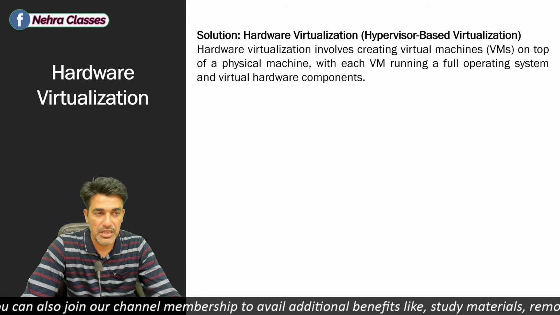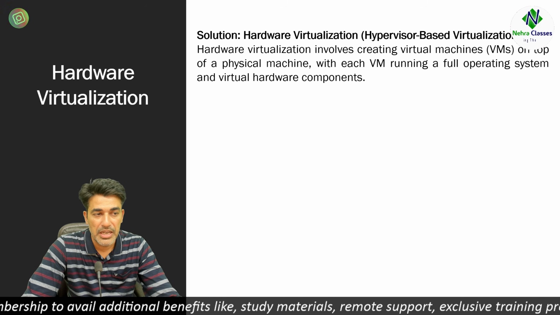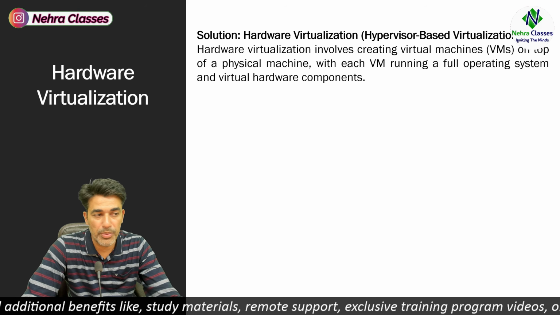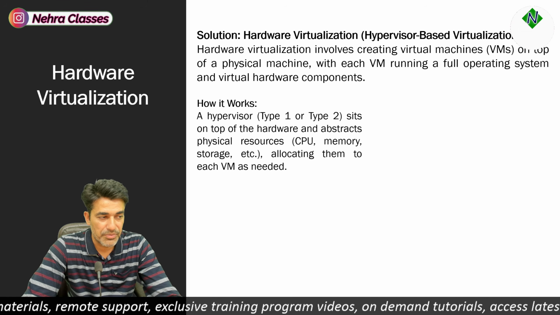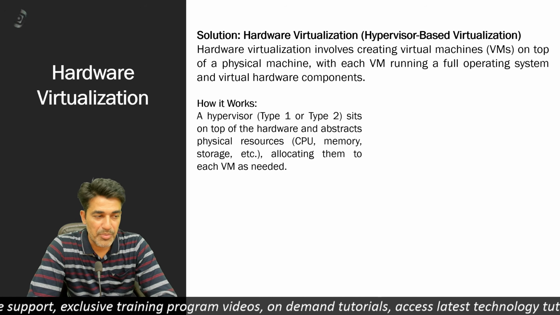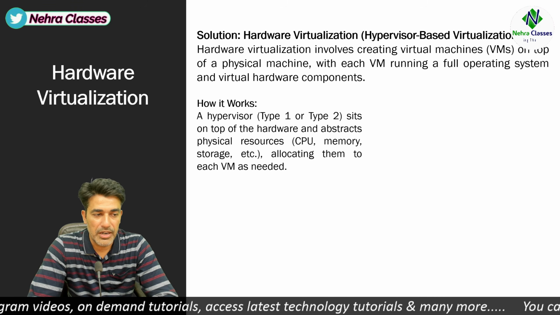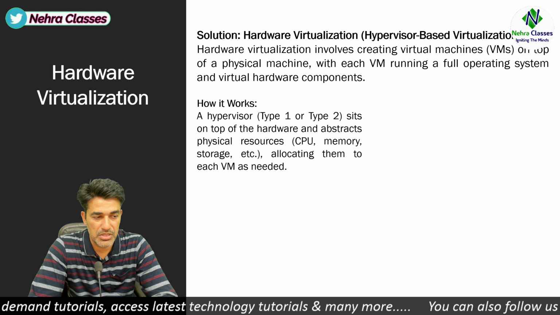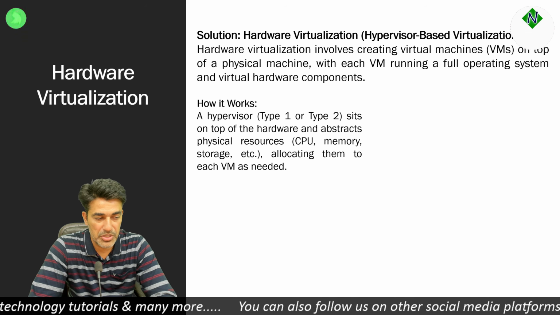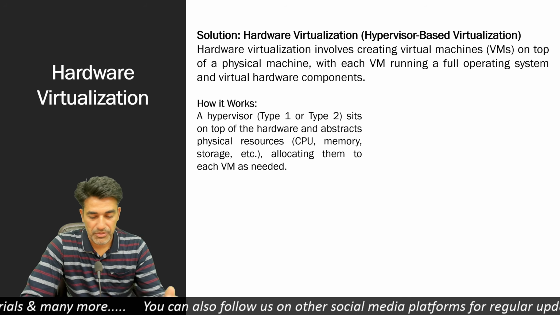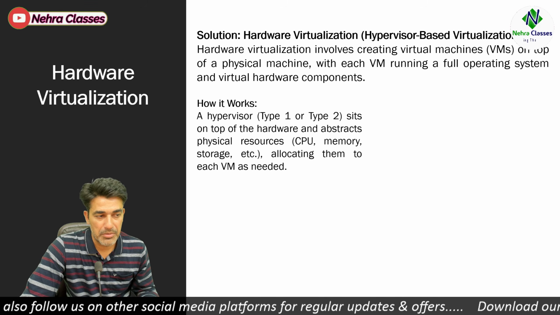Hardware virtualization involves creating virtual machines on the top of the physical machine, with each virtual machine running a full operating system and virtual hardware components. So how does it work? A hypervisor, whether it is type 1 or type 2, sits on the top of the hardware and abstracts the physical resources like CPU, memory, storage, allocating them to each virtual machine as needed. So what we are doing, we are actually using a tool here which is known as hypervisor. It may be type 1 or type 2.